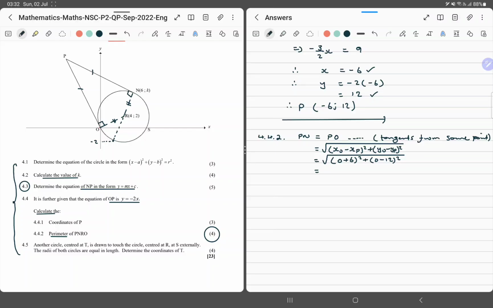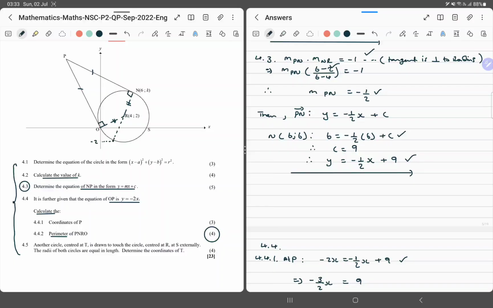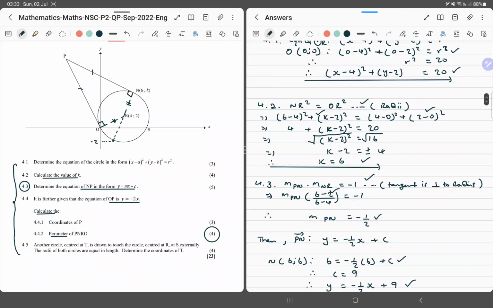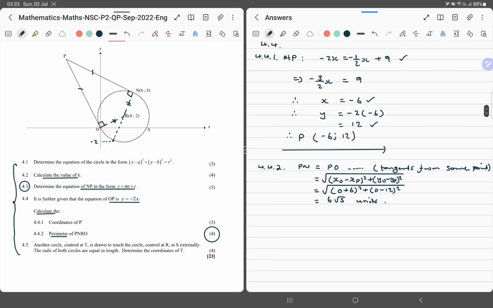So let's see here. Let's go back to mode. Hey, sometimes these things are going to be seriously problematic. So this gives us 6 root 5 units, okay? Not a problem. So that is fine. Now, what else do we need? We need the radius. Did we calculate our radius at any point in time? We kind of tried, but our radius in any case of that circle is the square root of 20. And the square root of 20 is 2 root 5, okay?